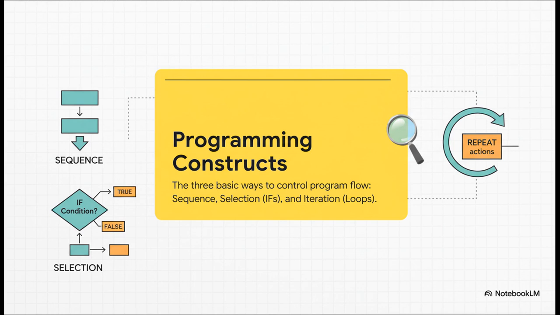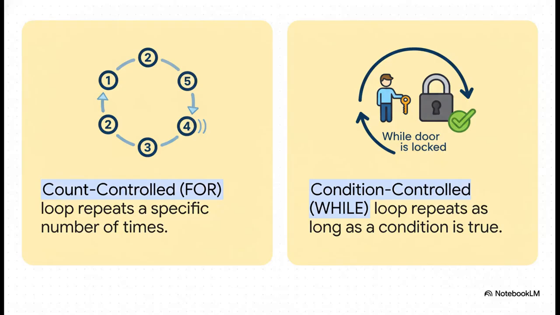Sequence is the default, one line after another. Selection, that's your if statements, creates different paths. And iteration, well, that's loops for repeating stuff without writing it out 100 times. Now, when it comes to repeating things, you've got 2 main types of loop.